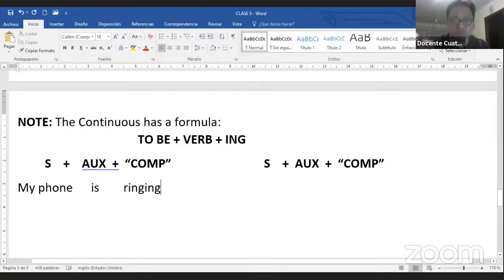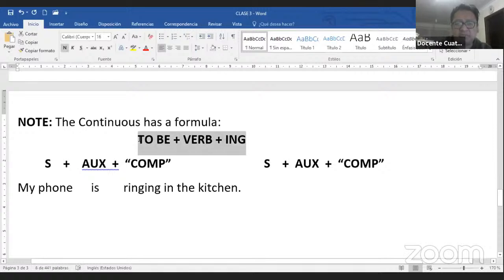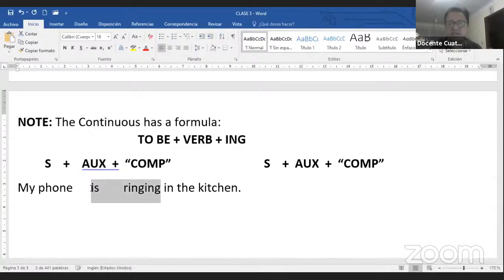Now, let me add extra in the complement, okay? My phone is ringing in the kitchen, okay? So we have subject, my phone, auxiliary is, and the complement, ringing in the kitchen. We have the structure, and we have the continuous formula. To be plus verb plus ing. We have to be is, the verb ring and the ing. So we have everything correct. There's no mistake.